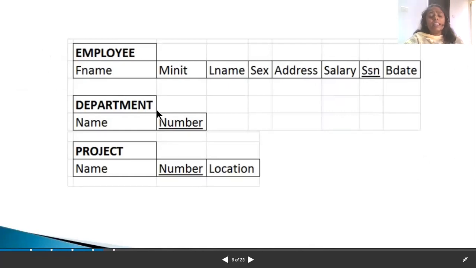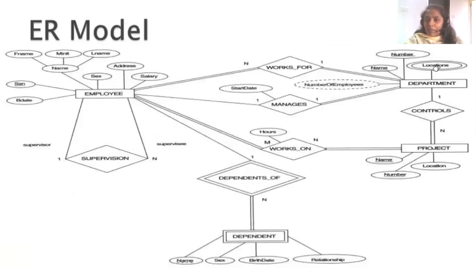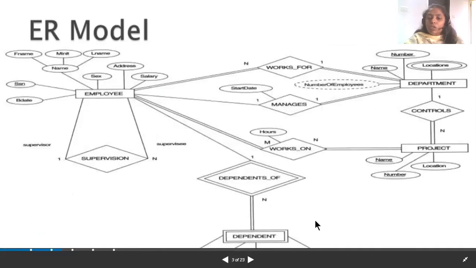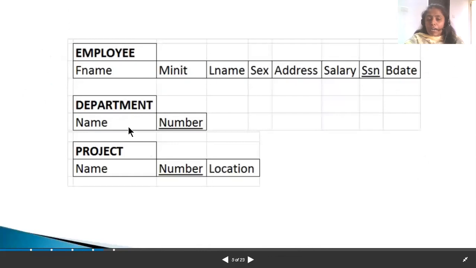Then the second table is department. Department has name and number, and location. But what is happening here in the department? I will show you the ER diagram once again. You can see department location is a multi-valued attribute, so now we are not considering this. We will take only name and number to convert into the relational model. You can see that department has taken name and number only, and for project we have taken name, number, and location.